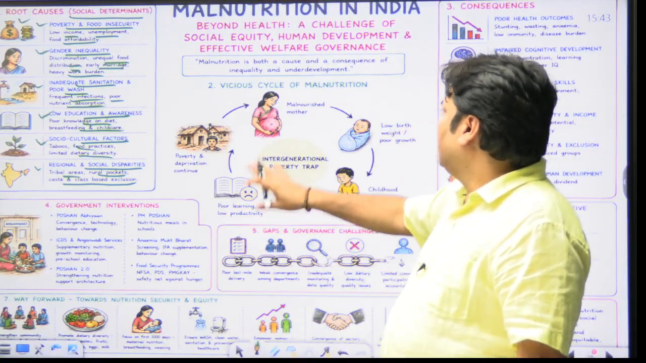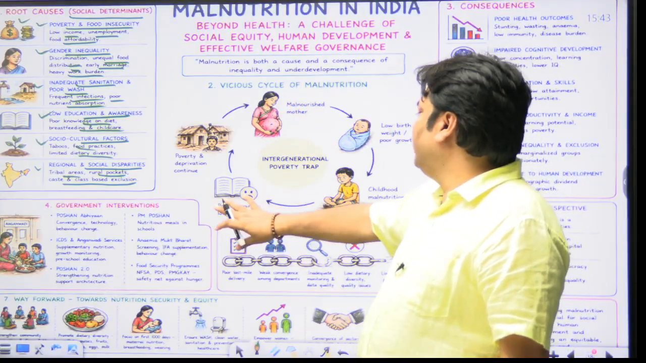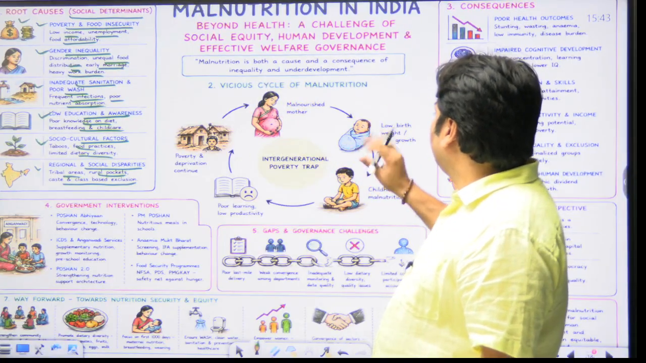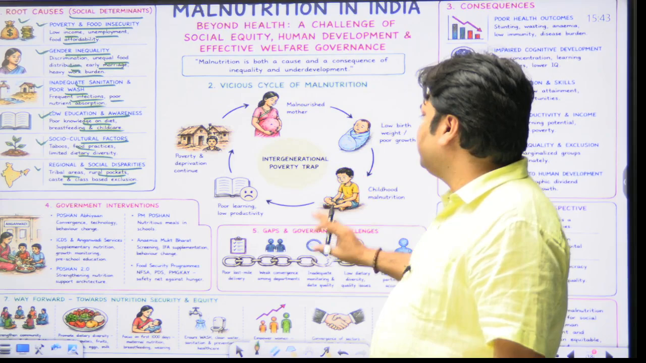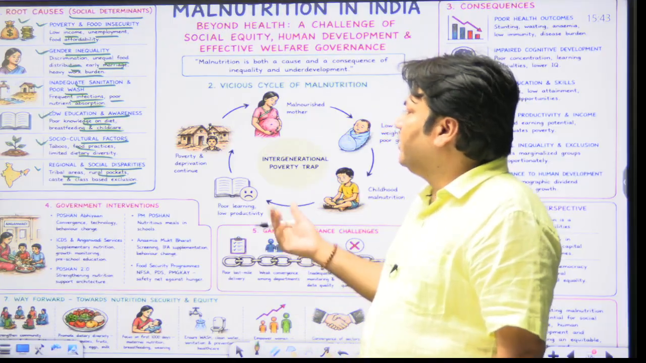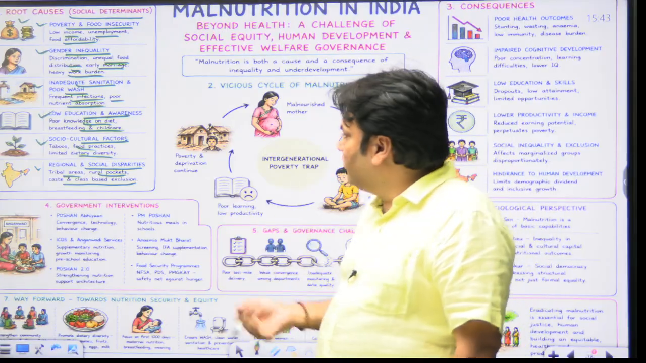Poor learning, low productivity, malnourished mother, low birth weight, poor growth, children malnutrition, poor learning, low productivity, and poverty and deprivation continue. This is the generational poverty concept.